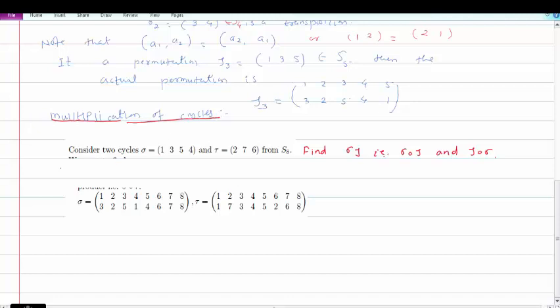If a permutation τ is equal to (1 3 5), this is a permutation belonging to S5, since the highest symbol is 5, so we can take it as belonging to S5, permutations on 5 symbols. So the actual permutation τ is, here the remaining symbols 2 and 3 are not present in the cyclic notation of τ.